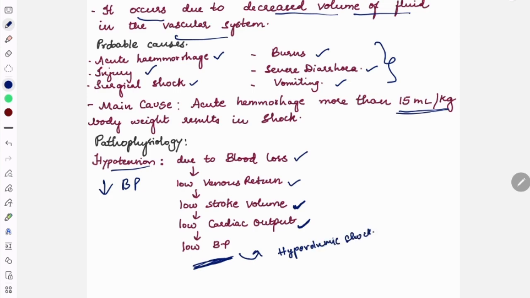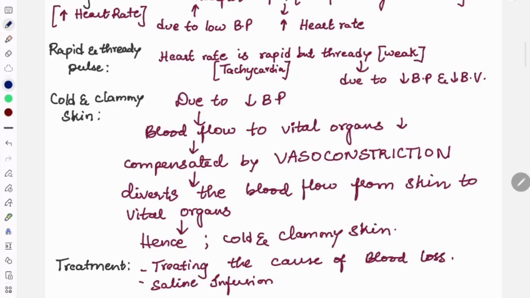So the first clinical feature is hypotension. We have discussed the cause of hypotension and how hypotension develops. The second clinical feature that we get to see in shock is tachycardia. What is tachycardia? That means increased heart rate. This increased heart rate is what we call tachycardia.